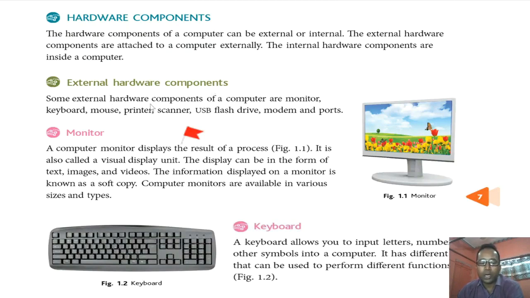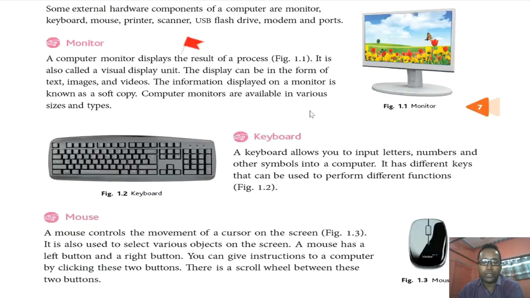Some external hardware components of a computer are monitor, keyboard, mouse, printer, scanner, USB flash drive, modem, and ports. So first, monitor. This is one picture as given. A computer monitor displays the result of a process. It is also called a visual display unit, which is the good name for a monitor. The display can be in the form of text, images, and videos.